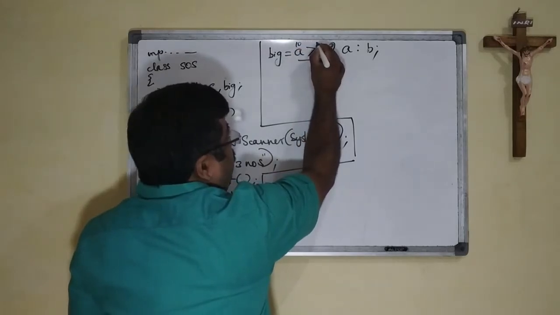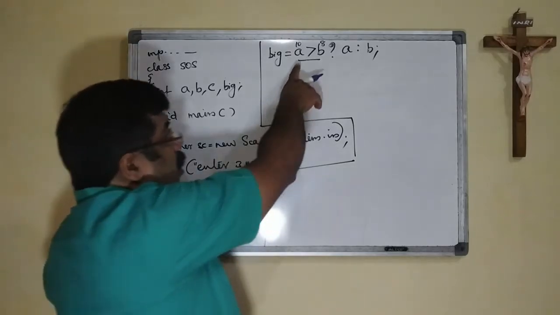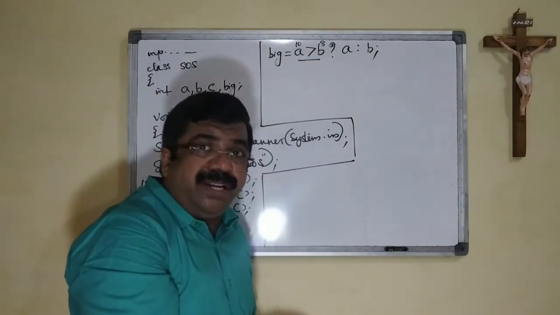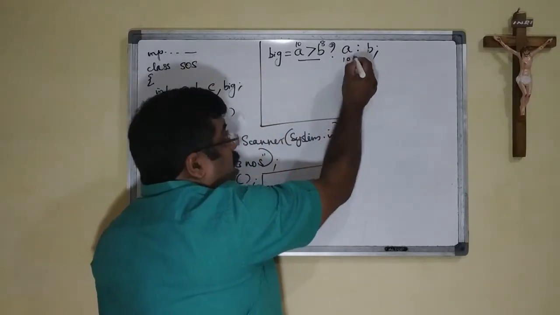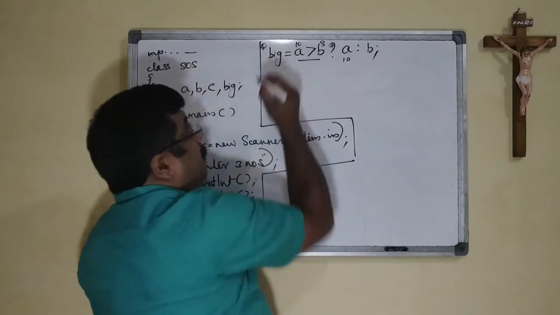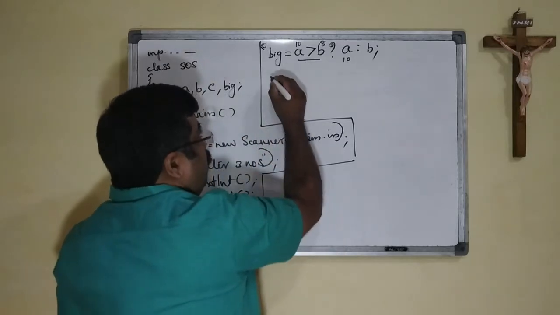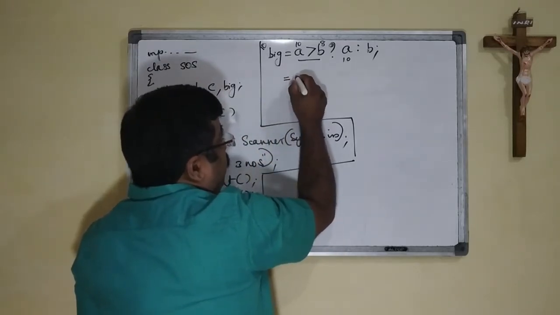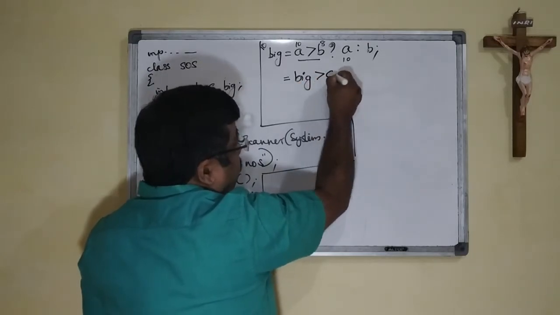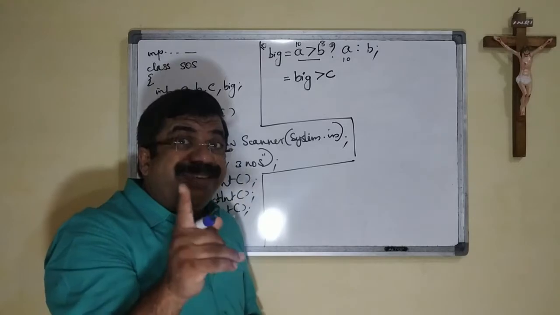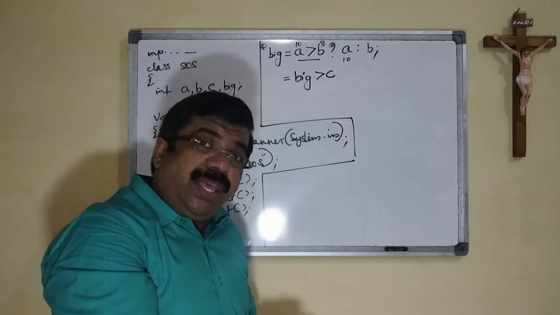Checking between 10 and 8, the A and B. Is 10 greater than 8? Definitely it is greater. So the A, the 10, will come to the big. Clear? Now, we are giving a third statement. We are comparing big with the third number. Which is the third number? C. Is big greater than C?